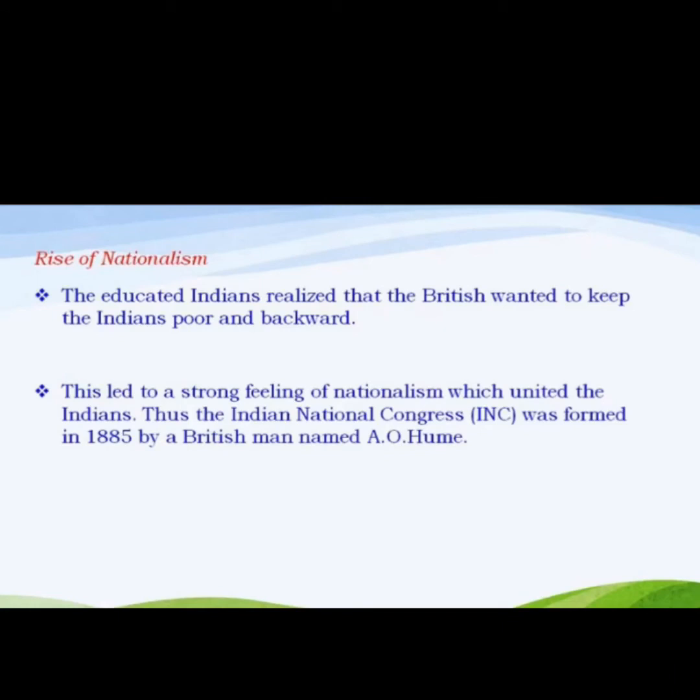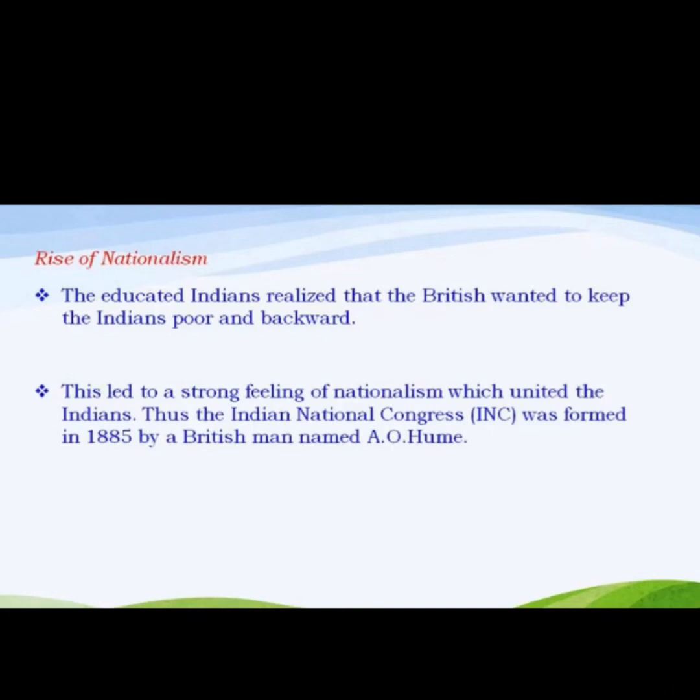Rise of nationalism. Nationalism means the love and devotion for one's country. Now, the Indians started developing the feeling of love and devotion for their country, India, which led to a rise of nationalism. The educated Indians realized that the British wanted to keep the Indians poor and backward. This led to a strong feeling of nationalism which united the Indians.